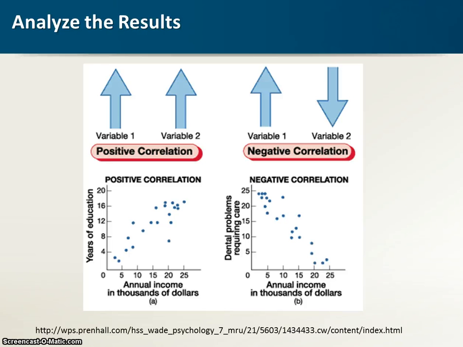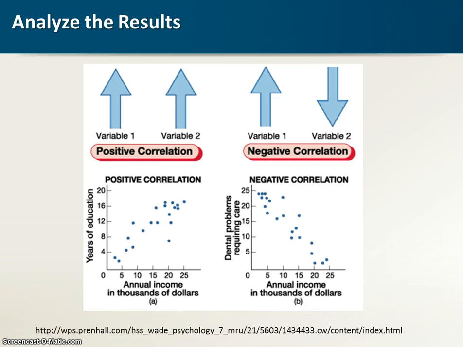Okay, so positive correlation is on the left. And it simply means that when values of one variable increase, values of the other also tend to increase. So the example they've given here is that people who have more years of education tend to have higher incomes. Okay, now this is not a perfect relationship, right? You might have someone who is a high school dropout and makes a ton of money, or has a PhD and doesn't make much. But generally speaking, there's going to be a positive relationship.